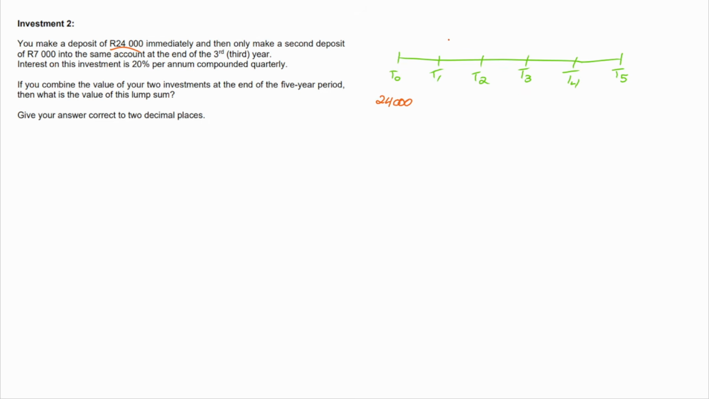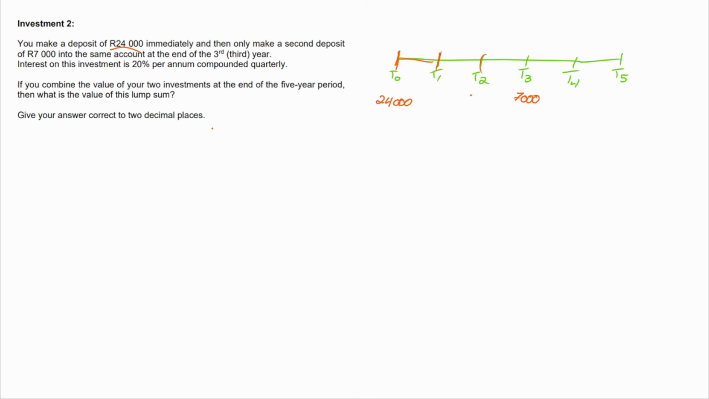Pause and have a think. Some people will put it here by T2, but it's actually over here by T3, 7,000 Rand. Because let's have a look. From this time to that time is 1 year. So this is the end of the 1st year, 2nd year, end of the 3rd. So T3 is where the 7,000 goes, because from here to there is 1 year. So 1 year, 2 year, 3 year, end of the 3rd year. Hope everyone's fine with that.